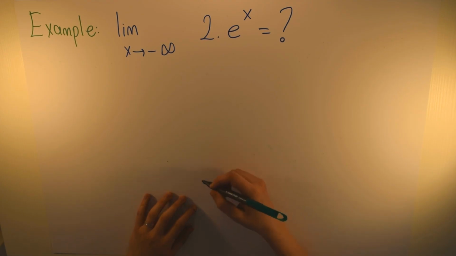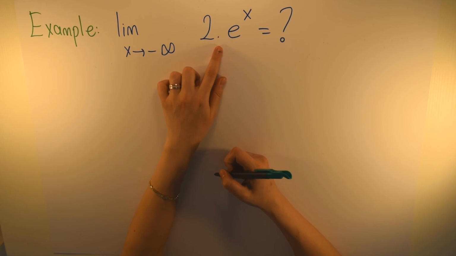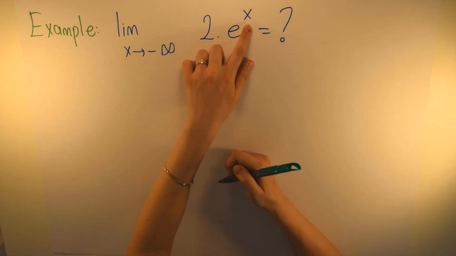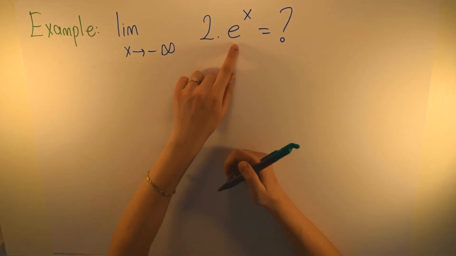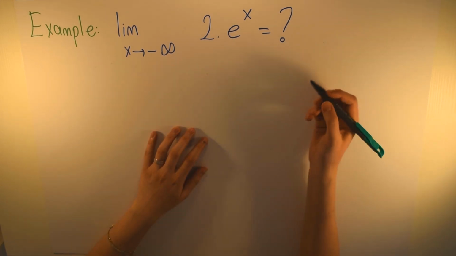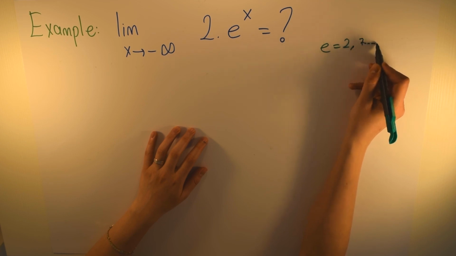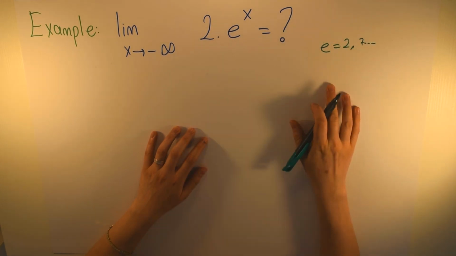In this example, we have the limit as x approaches minus infinity of 2 times e to the power of x. So when you see this e, don't get confused. As you know, e is a constant and it's equal to 2.7, and it goes like this. Okay, it's just a constant number.